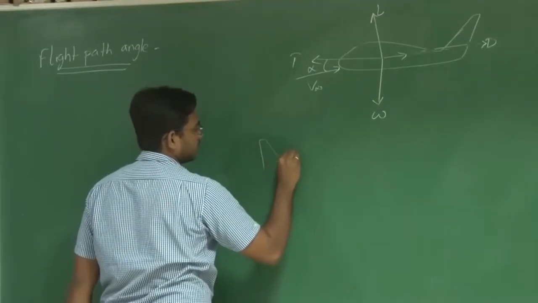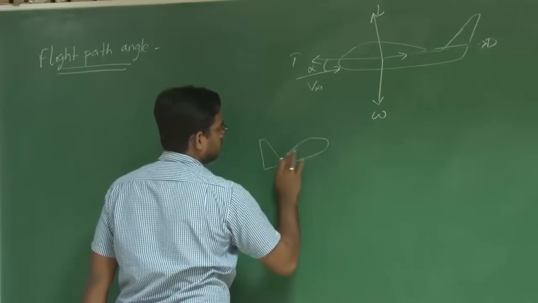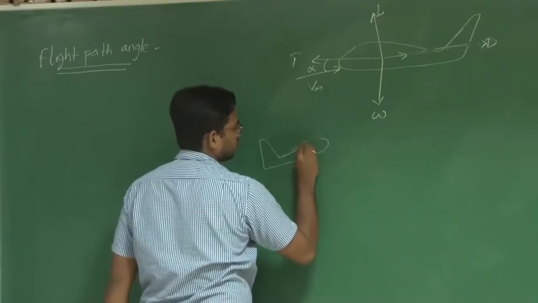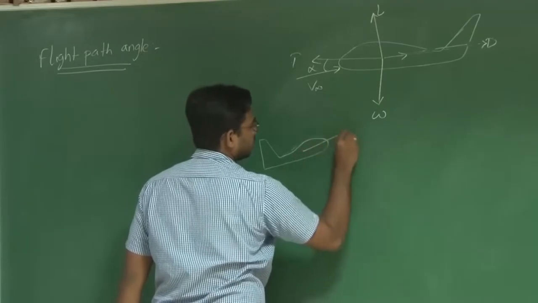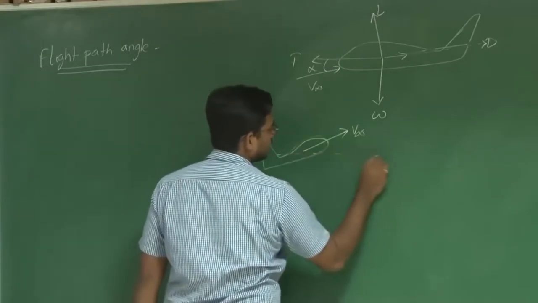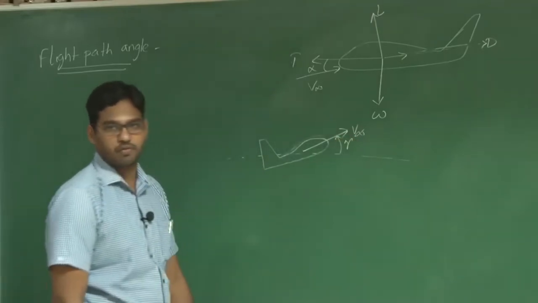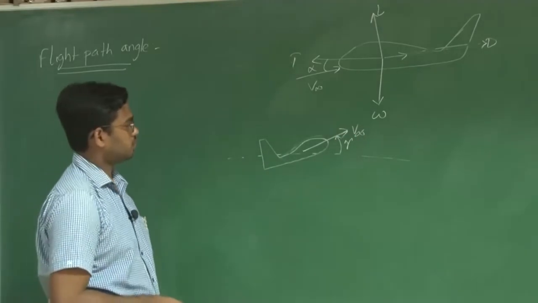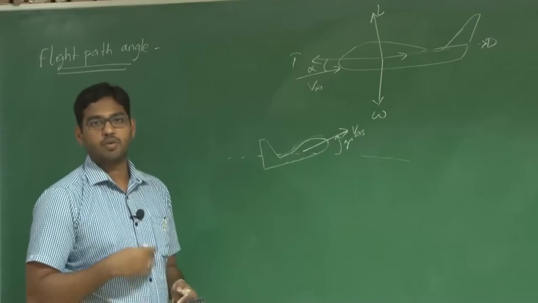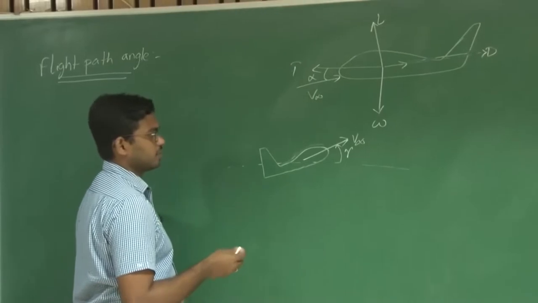So you have your UAV moving at a velocity V infinity. With respect to the local horizontal, the angle made by this V infinity is known as gamma, the flight path angle. Now, is there a relationship between flight path angle, angle of attack, and orientation of the aircraft? To understand that, let us take up a small example.